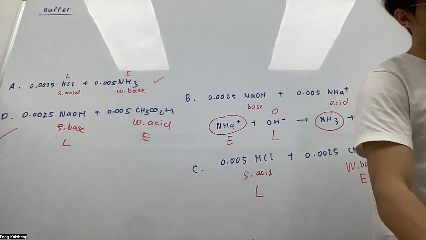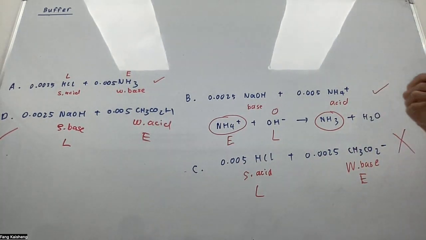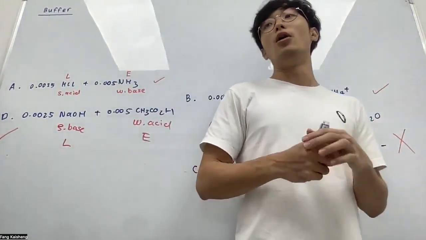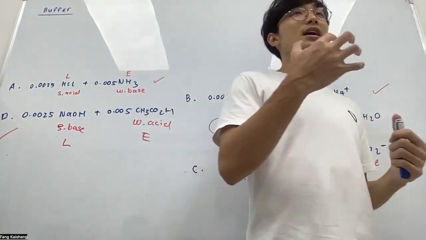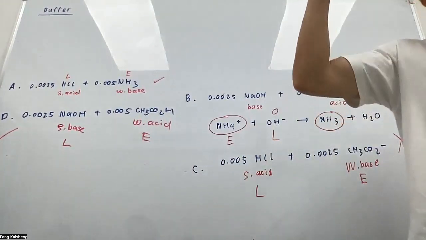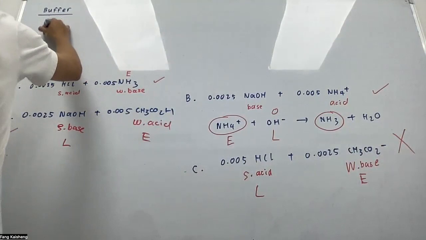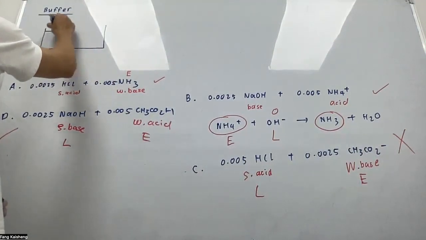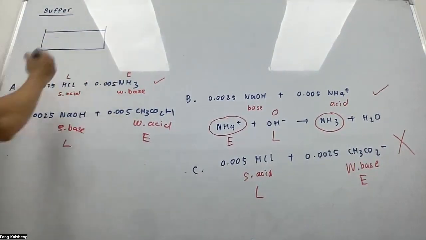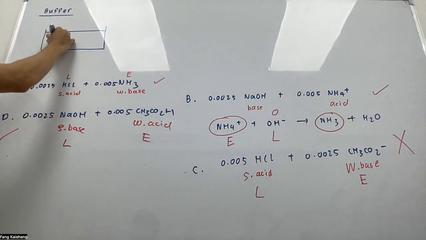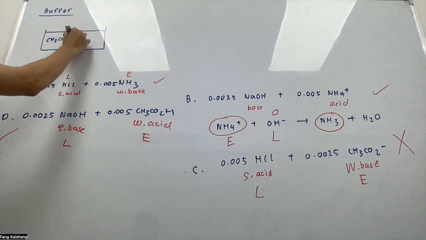Page 32. Okay, 32 is just one of those questions to explain how a buffer really works, guys. A buffer somehow can resist pH change, but what does it actually do to the H plus and OH minus that you add inside? What is in a buffer? A buffer contains a conjugate acid base pair, two species.